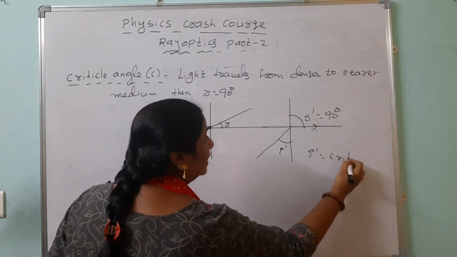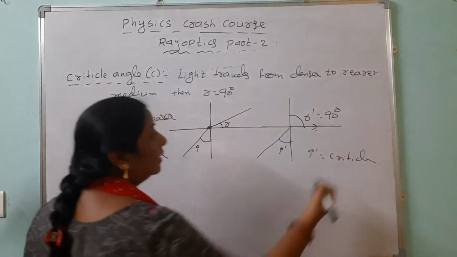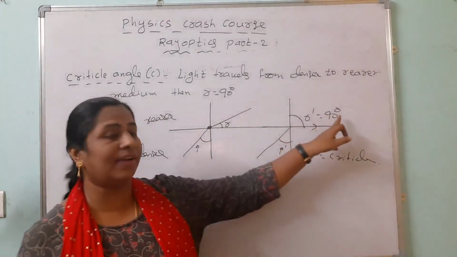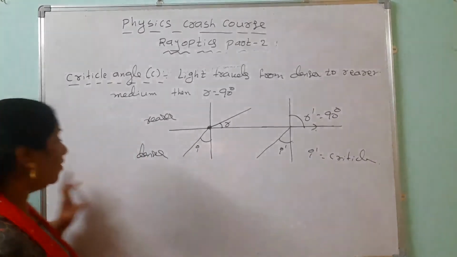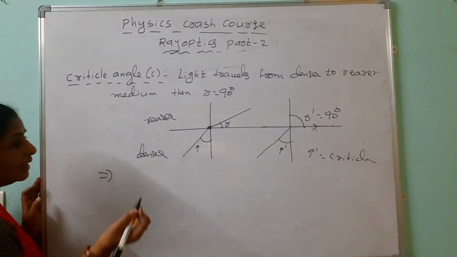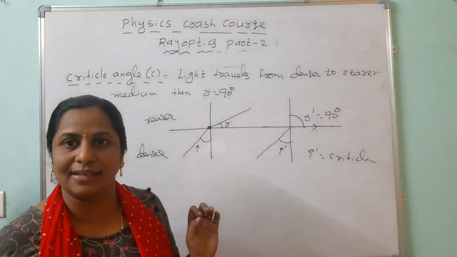I dash is the critical angle. Why? For a particular angle of incidence, if the angle of refraction is 90 degrees, that is called the critical angle. Then how do we find the relation between refractive index and critical angle?